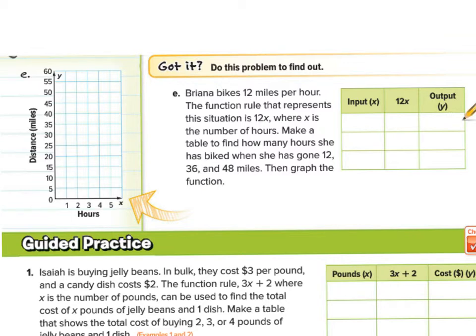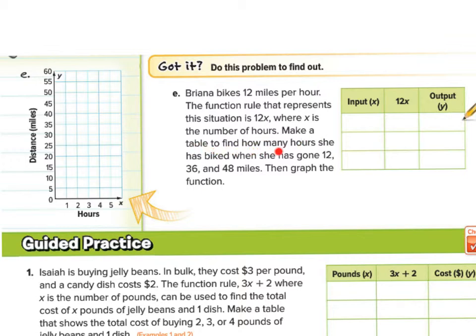And here's our last example. Let's read through it. Brianna bikes 12 miles per hour. This looks like a function, a rule, you see that? Because it's a rate of change. 12 miles every hour. 12 times h, or 12 times x, and x being the number of hours. The function rule that represents this situation is 12x. Right? 12 times a number, where x is the number of hours.